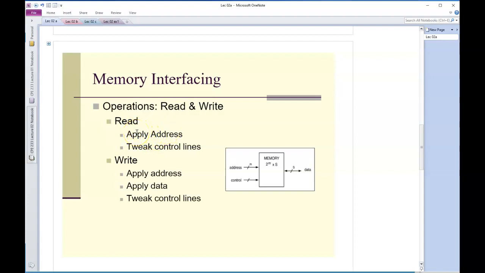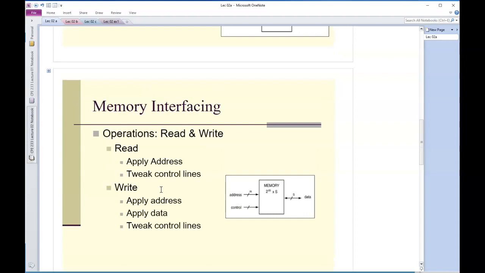That's the data. It's specifying which piece of data you want to read, and then I'm going to tweak the control lines. Tweak the control lines is just a generic term. Every memory is going to have a different way to do it. So when I'm writing, I need to give it data and an address and then tweak the control lines. Generally speaking, these are roughly the high-level steps we need to do to read and write memory.